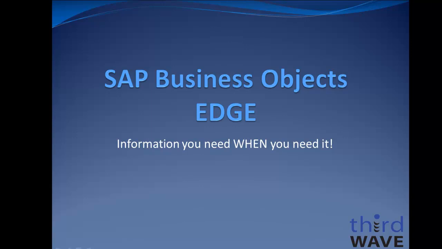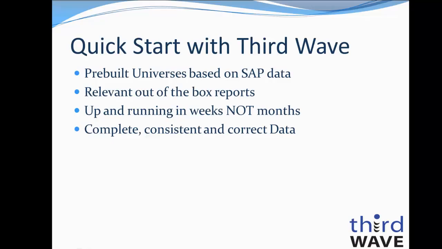SAP Business Objects Edge is an end-to-end business intelligence solution for growing companies. It is packaged for rapid deployment and designed to adapt to changing requirements as your business needs change and grow. Third Wave Business Systems provides a quick start for Business Objects Edge. This quick start includes pre-built universes based on SAP data, relevant out-of-the-box reports. We can have you up and running in weeks, not months. And the universes we build provide complete, consistent, and correct data for your use.